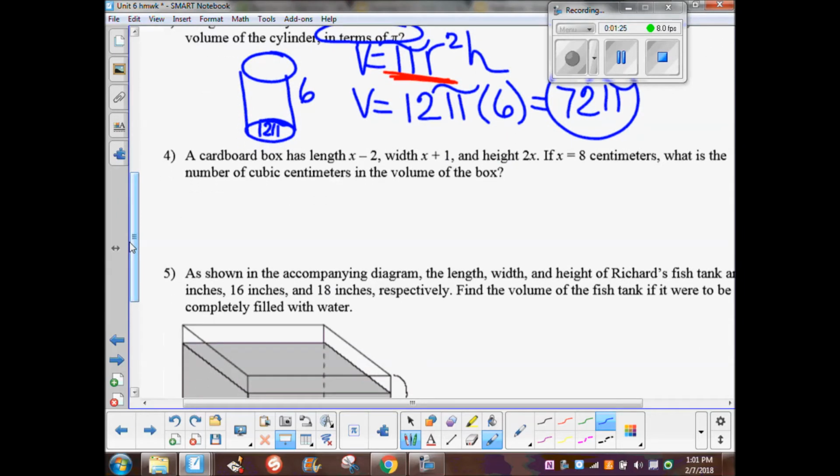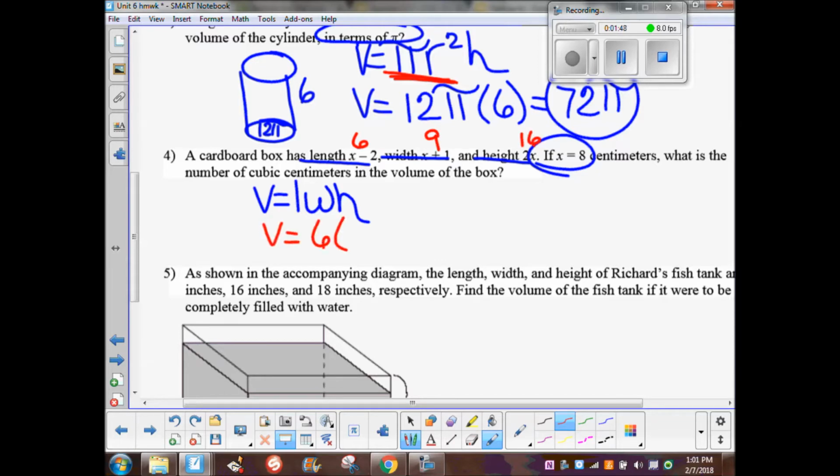Number 4, we've got a cardboard box with length, width, height, and x is 8. What is the number of cubic centimeters in the volume of the box? Length times width times height, and you've got to sub in that 8. So 8 minus 2 is 6, 8 plus 1 is 9, and 2 times 8 is 16. So the values you're going to use are 6 times 9 times 16, which gives you 864.